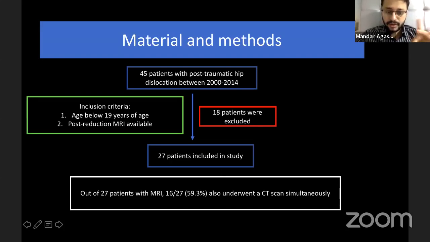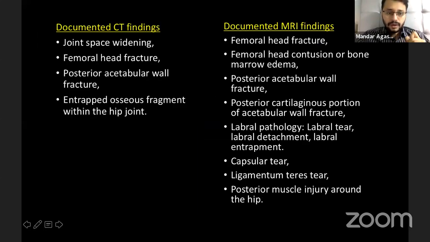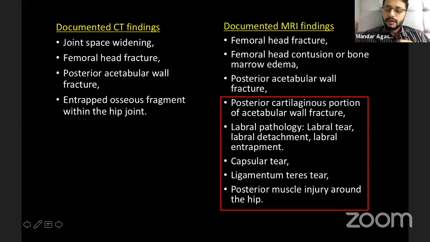All of them had post-reduction MRI. But out of the 27 patients, only 16 had undergone a CT scan simultaneously. So it's not as if all patients who had MRI also had CT scans. The findings were documented on CT scan and MRI, where CT scan predominantly found bony changes, while the MRI found bony as well as some cartilaginous or soft tissue changes. I'm going to elaborate on that as I go ahead.